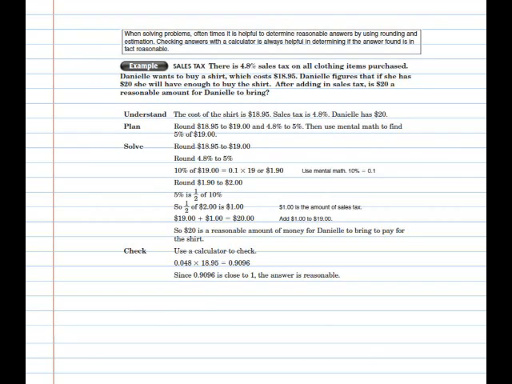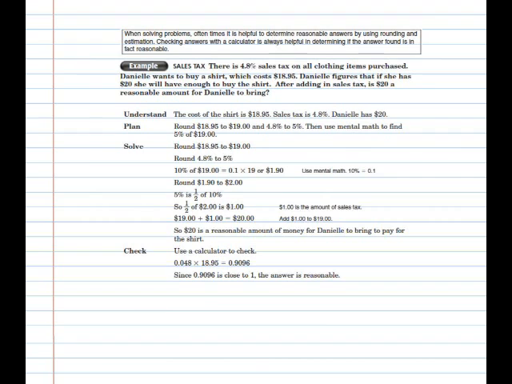Reasonable amount. The cost of the shirt is $18.95. The sales tax is 4.8%. Danielle has $20. That's the understand part of the process. We round $18.95 to 19. We round 4.8% to 5. Then we use mental math to find 5% of 19. 10% of 19 is $1.90. We round $1.90 to $2. 5% is half of 10%, so half of $2.